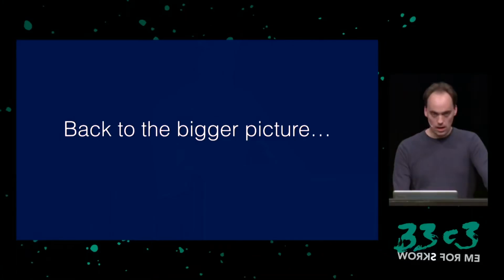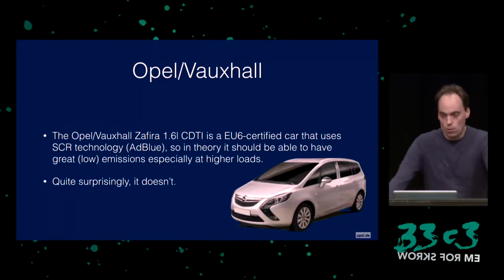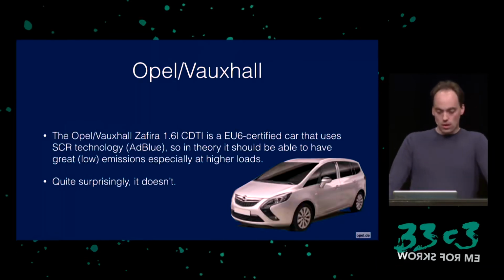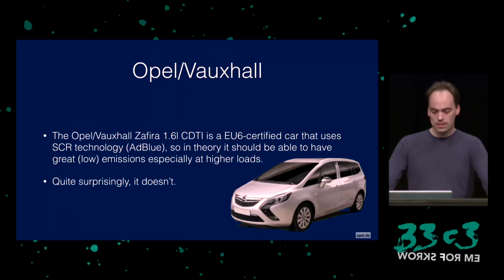Okay, let's get back to the bigger picture and see what other cars do. So this is an Opel car. It's a Zafira. It's a Euro 6 car, a pretty modern car. It has an SCR catalyst. In theory, it should have really great low emissions, especially at higher speeds, because that's where SCR is good at. But quite surprisingly, it doesn't.